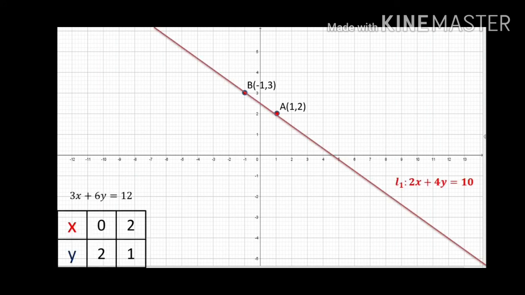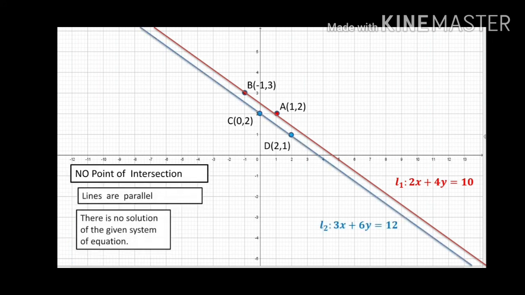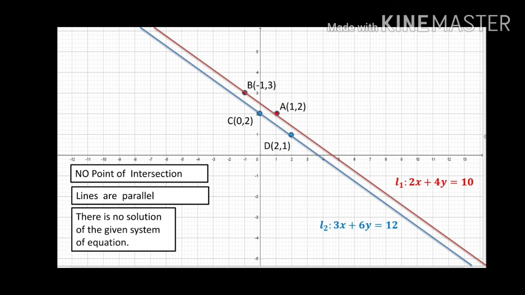So we will draw the line. After that, the second equation: 0 comma 2, then 2 comma 1. So we will draw the graph. Now here we see that there is no point of intersection. The lines are parallel. Since the lines are parallel, it will have no solution. There will be no solution for the given system of equations as there is no intersection point.